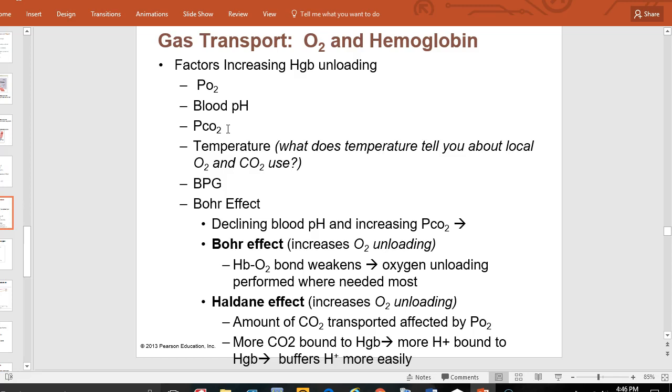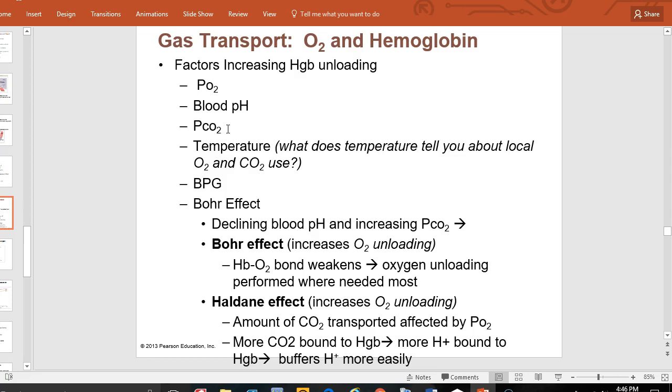Now, BPG is a chemical that is generated by red blood cells when they do anaerobic respiration. Remember, a mature red blood cell is a biconcave anucleate disc that has very few organelles, because its job is to carry hemoglobin and hence oxygen. So as that red blood cell is performing anaerobic respiration, it's generating this chemical BPG, and you can look up what BPG stands for in your textbook. So the more BPG there is, the more hemoglobin unloading there is.